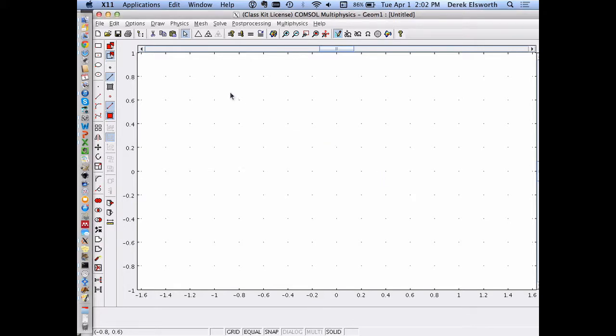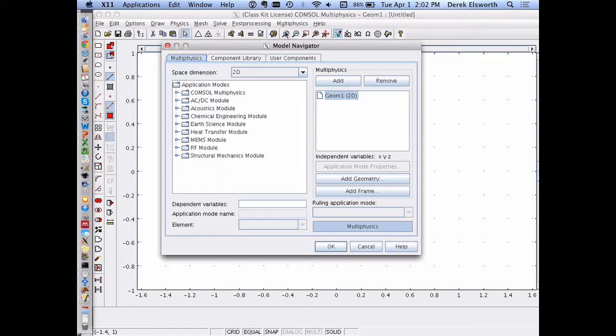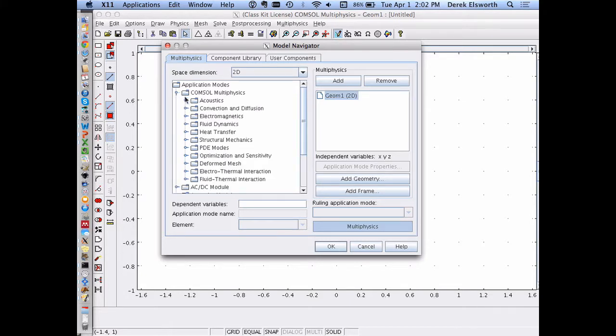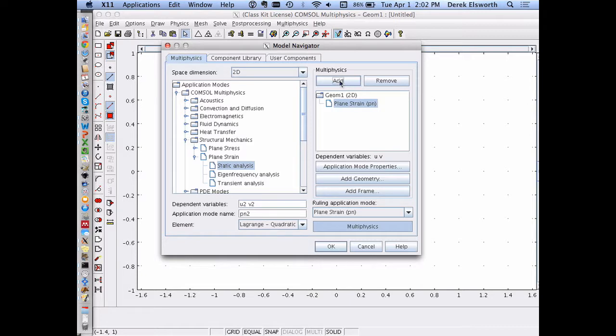All right, so what would we do? We've got no multiphysics in there, so we go back here. So what we would want to do, I suppose, is we're not going to take the easy way out. We could just do it from scratch here. We're going to do a two-dimensional problem. We're going to do plane strain. We're going to do static analysis. We're going to add it. I don't think we have a geometry in there yet.